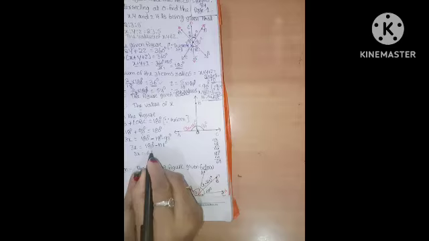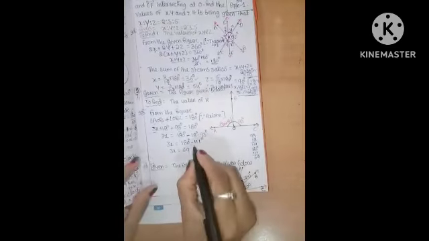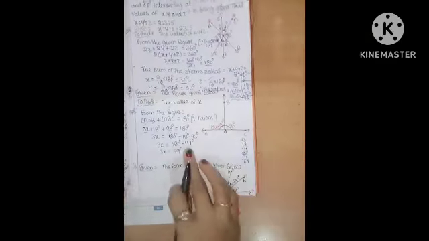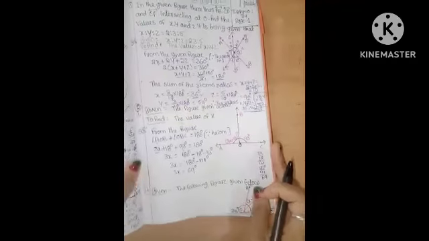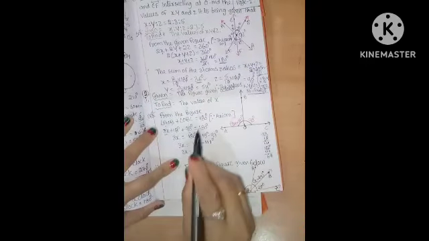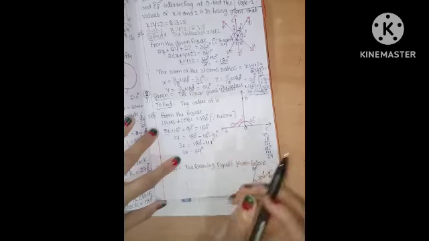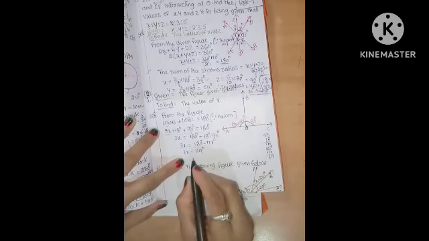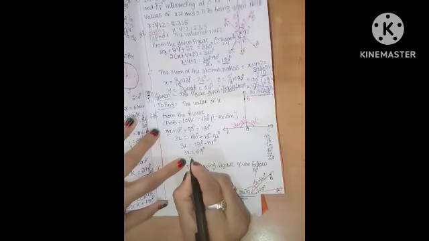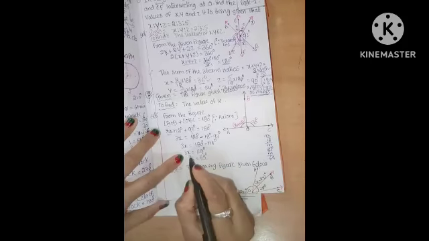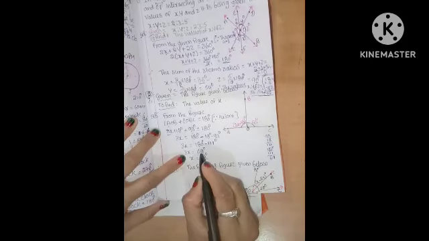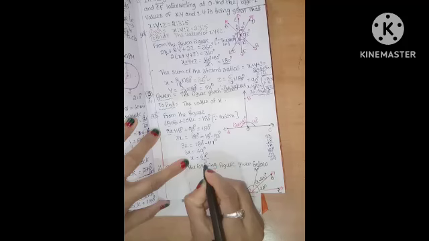69 degrees. Subtracting these two terms, how much value will come? 69 degrees. But in the given question, what is asked? Only the x value is asked, so we want the x value only. So 3x equals 69 degrees; before the equal it is multiplication by 3, after the equal it becomes division by 3 only.